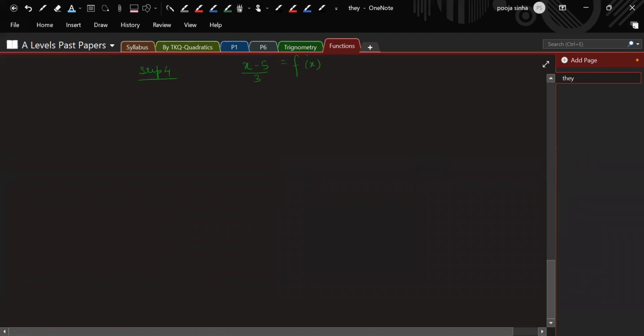This is understood. I'll give you one question now. A little tricky, but I'm sure you will be able to do it. You are given g of x is equal to x raised to power 5 minus 8, and you are supposed to find g inverse of x.